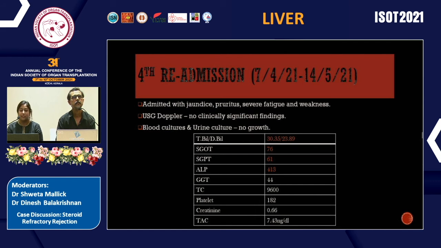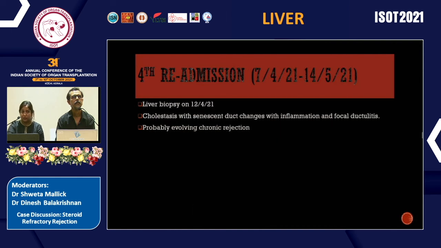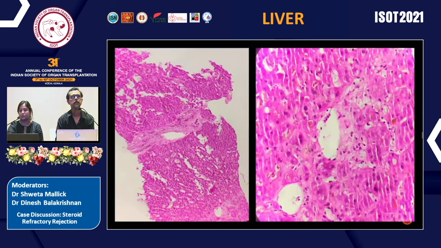He had developed severe fatigue and weakness. We thought of a sepsis in the background. However, blood cultures and urine cultures did not show any growth. Bilirubin was 30. We decided to go ahead and do another biopsy. This time the biopsy showed cholestasis with senescent duct changes, probably involving chronic rejection, was reported.